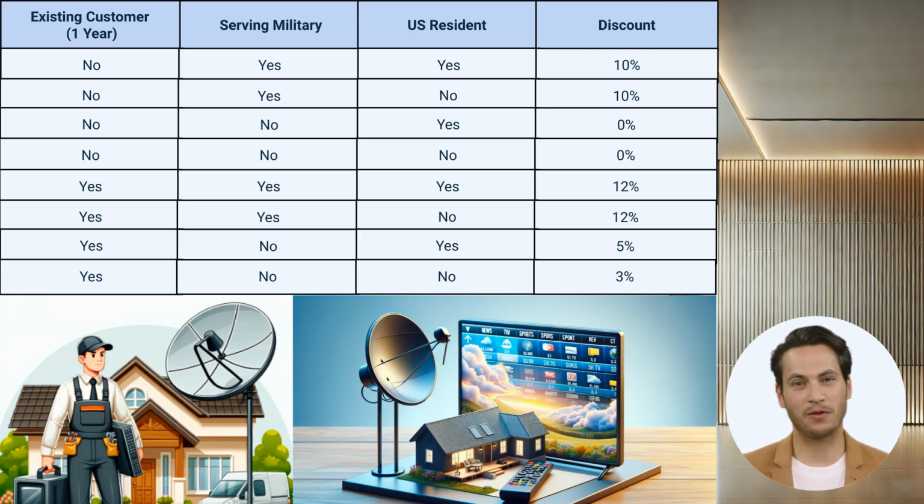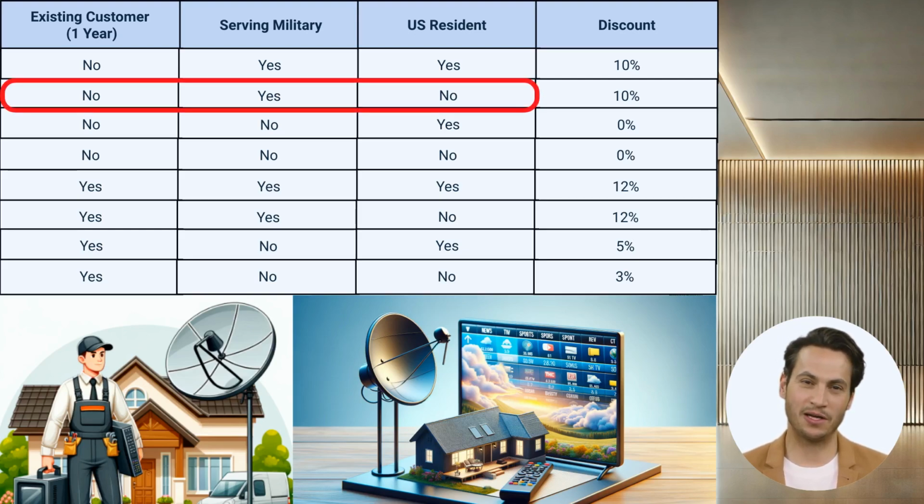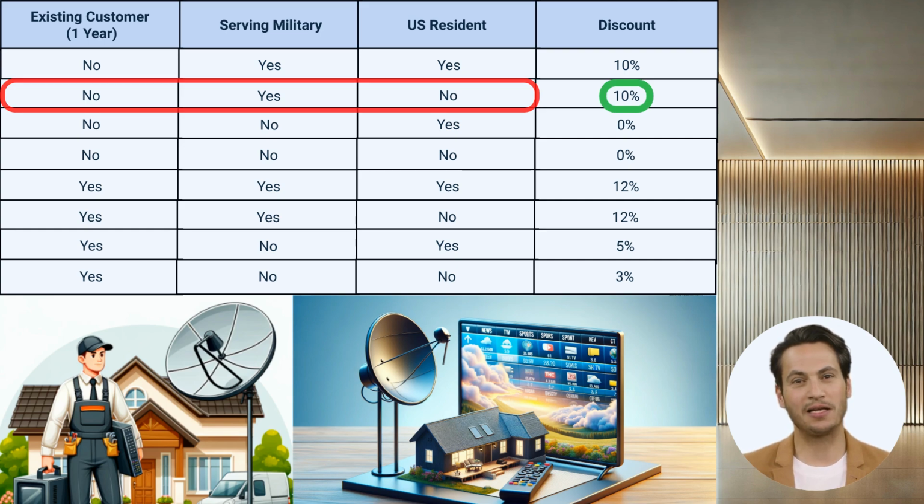So let's look at a few examples. We'll start with someone who is not an existing customer for 1 year, so in terms of discounting, they would be treated as a new customer. You can also see that they are currently serving in the military, which could include the Coast Guard. For the final condition, it is not relevant if they reside in the U.S., as there are huge numbers of military personnel who serve overseas, so they will be awarded a 10% discount on any TV package regardless of where they live.